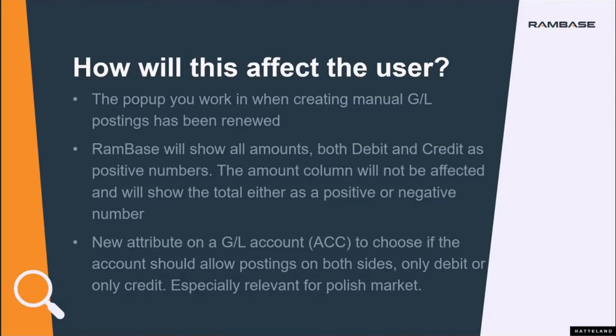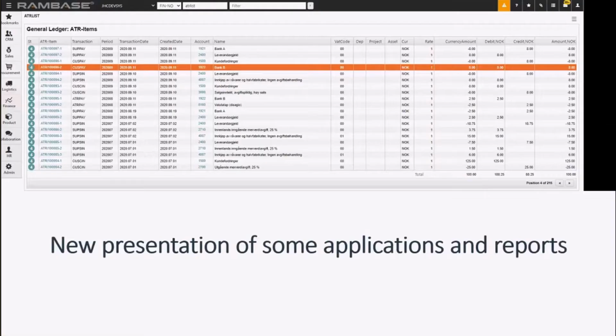So before I enter RamBase to show you the live demo, I want to show you some example reports of the changes that have been made. The first report is the ATR list report. So here you can see an example of how the number in the credit column is now positive, while the number in the amount column is either positive or negative, as this is the total sum. So what's been changed here is really the number in the credit column.